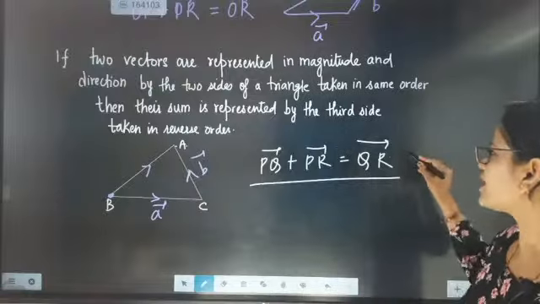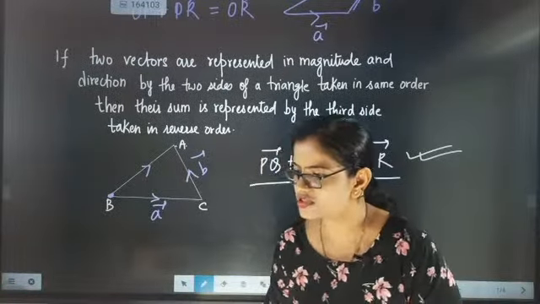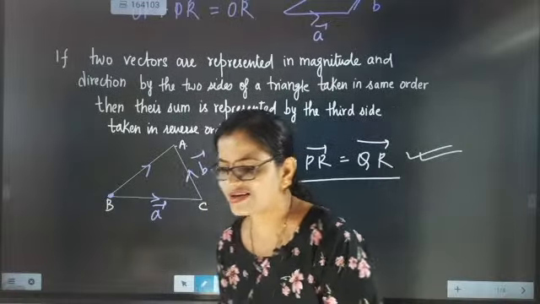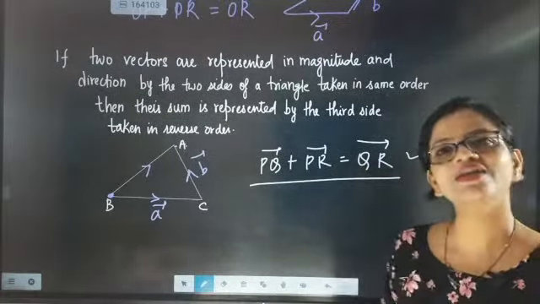Is this a triangle representing a triangle of vector addition? Very good, Savana. It is exactly wrong. How can it be true? Because PQ plus PR is equal to QR. How can it be possible?